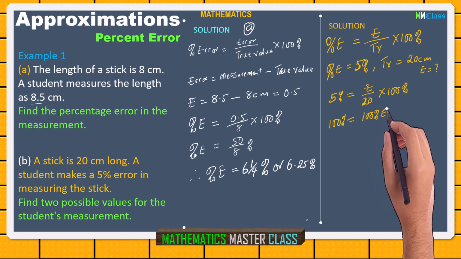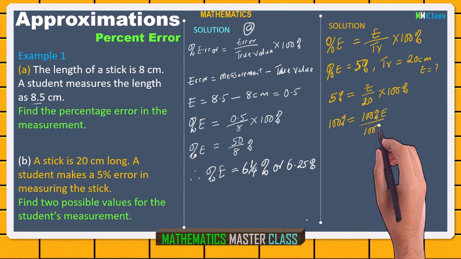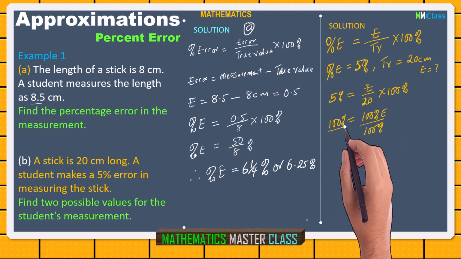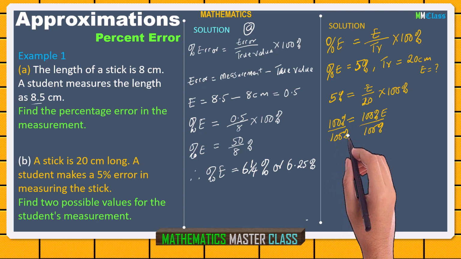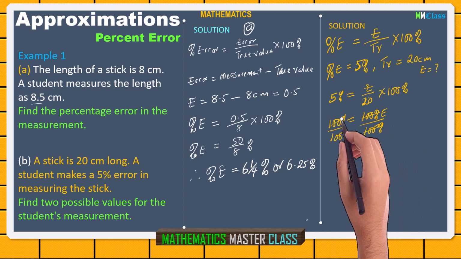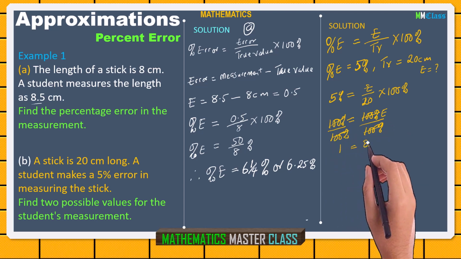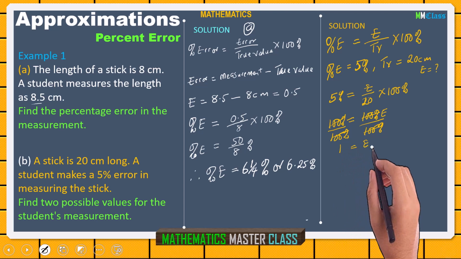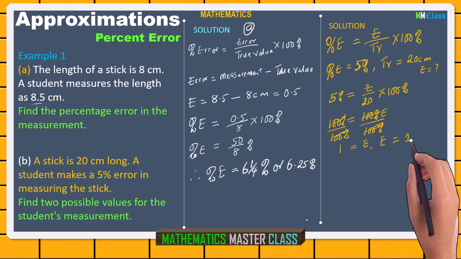We are looking for E, so we have to divide everything by 100%. Divide here by 100%. Divide here also by 100%. So 100% cancels out 100%. 100% into 100% is 1, and that will be equal to E. So we now have our error E to be equal to 1.